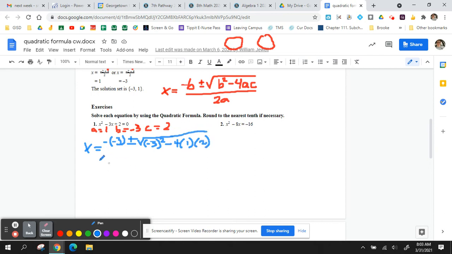Extend my square root sign. And it's going to be all divided by 2 times a, which a is 1, but I'm still going to show you how I plug in right there. So could we simplify this down further before we get started?